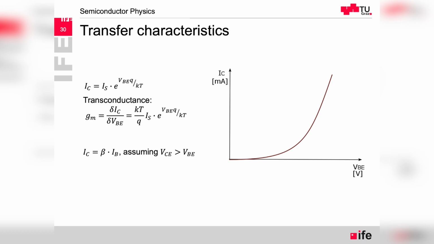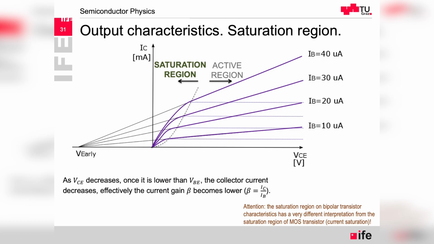Of course, the expressions are valid when the collector-emitter voltage is much higher than the base-emitter voltage, because then the charge carriers can more easily reach the collector and take part in the collector current. So then this is the already known characteristic.